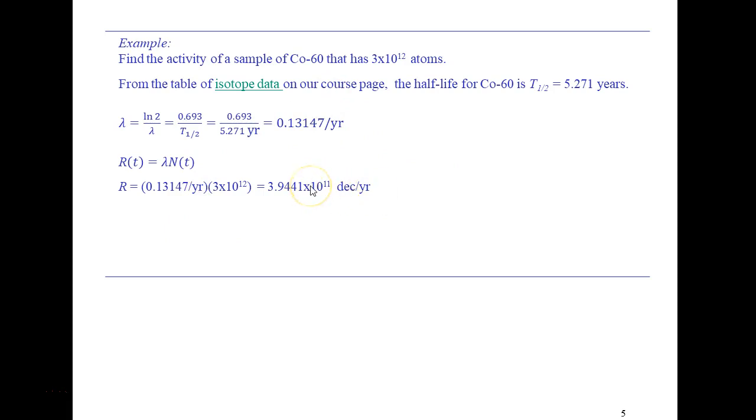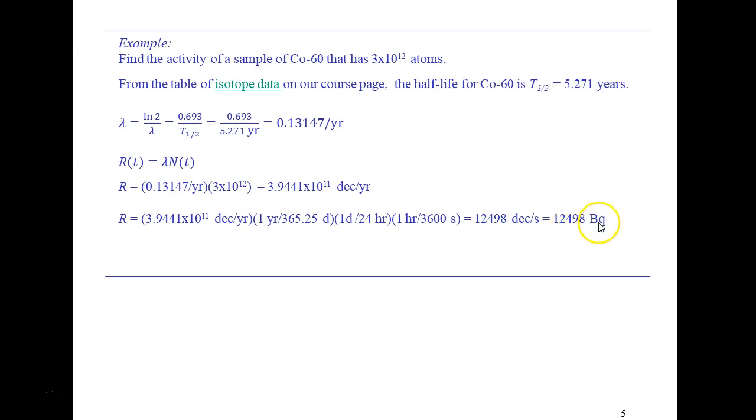Now, if I want that in, let's say, becquerels or curies, I'm going to convert my year to seconds, and that's what you see me doing here. All I'm doing is multiplying by conversion factors, remembering that my year is downstairs in the denominator, to change this to 12,498 decays per second, which is 12,498 becquerels. Then I'll multiply by my conversion factor to get 3.4 times 10 to the minus 7 curies, or I could express that as 0.34 microcuries. Okay?